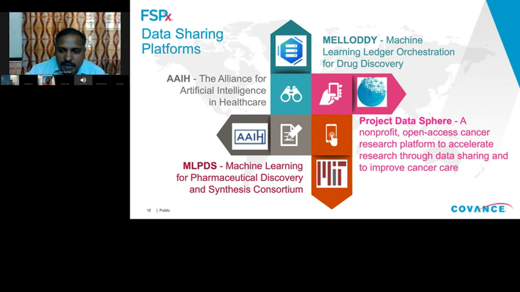Next is MLPDS, which stands for the Machine Learning for Pharmaceutical Drug Discovery and Synthesis Consortium. MLPDS is a part of the Massachusetts Institute of Technology. They have collaborated with the pharmaceutical and biotechnology industries along with their technology departments like chemical engineering, chemistry, and computer science. They have come up with a data sharing platform where the data should be shared to understand and come up with outcomes. Again, we have common players like Amgen, AstraZeneca, Bayer, Lilly, Novartis, Merck as a part of this data sharing platform.